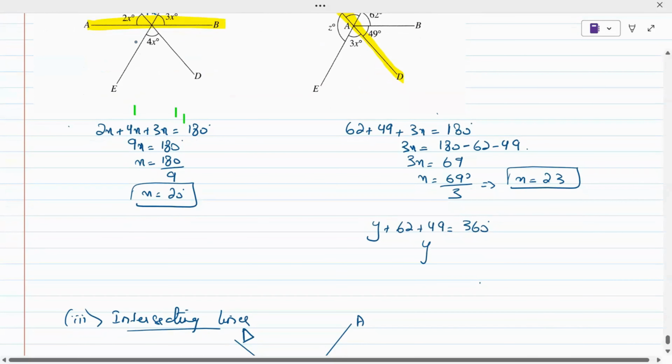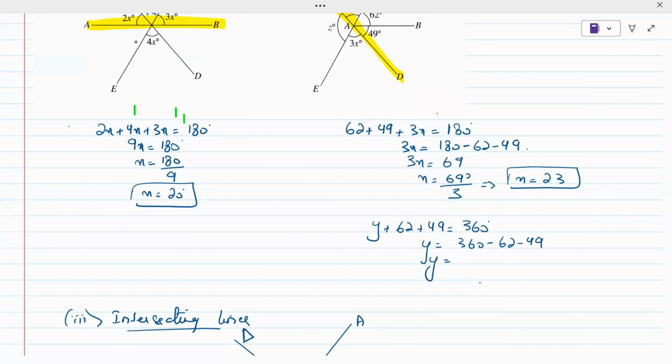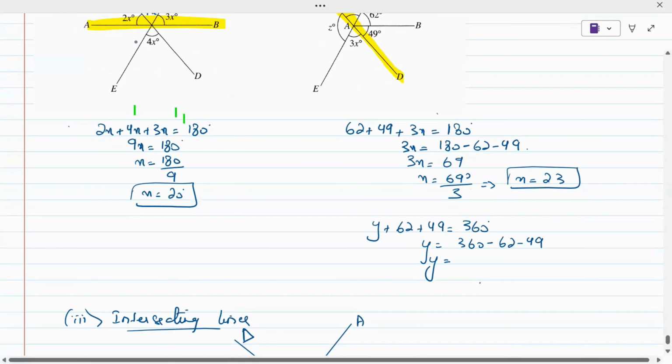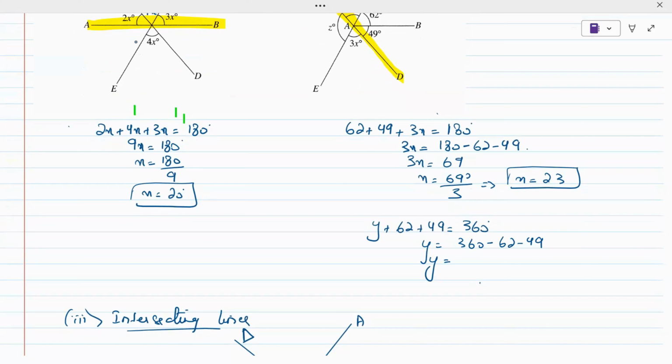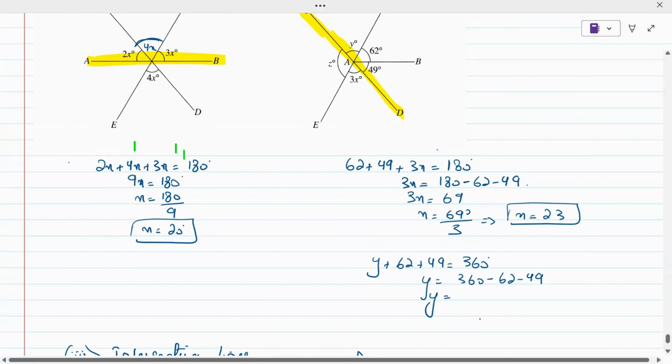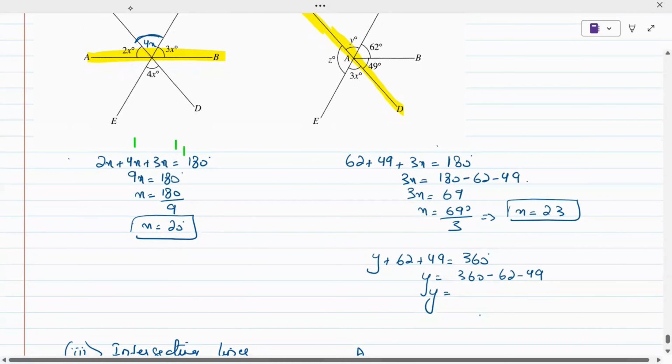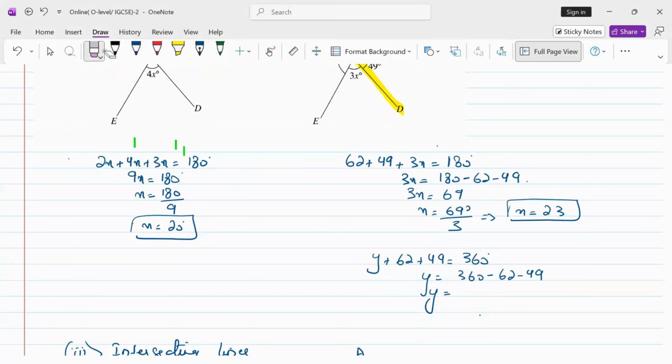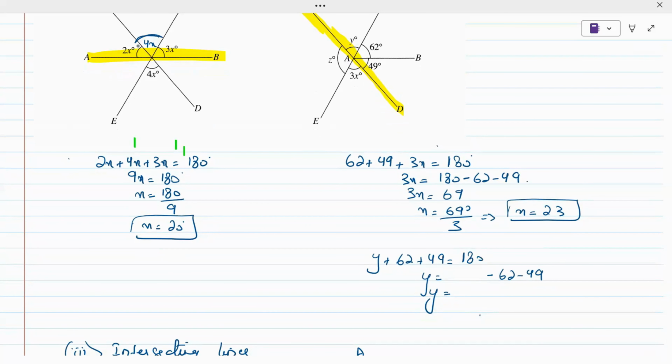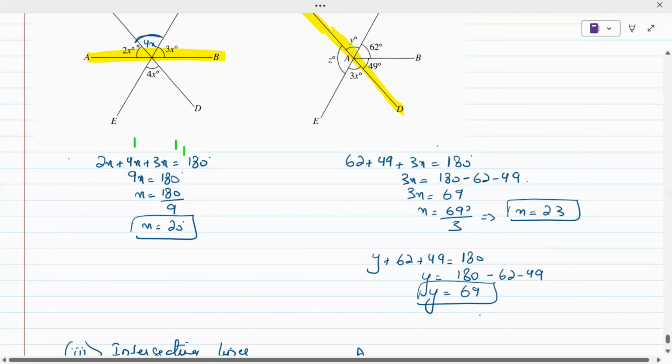So Y is equal to 360 minus 62 minus 49. Y is equal to 360 minus 62 minus 49. No wait, it's not 360, that's 180. That would give us 69. Y we have is 69.